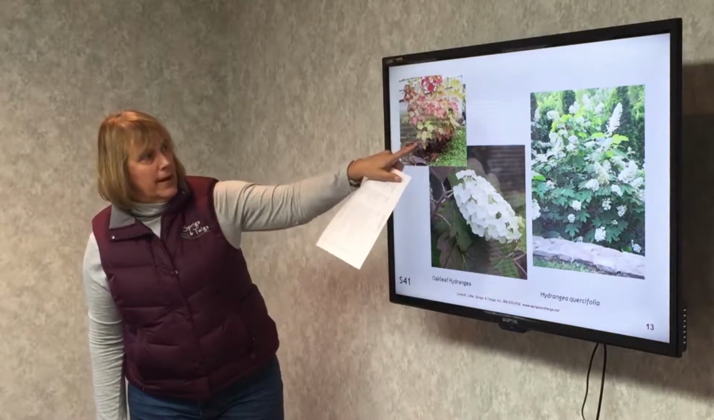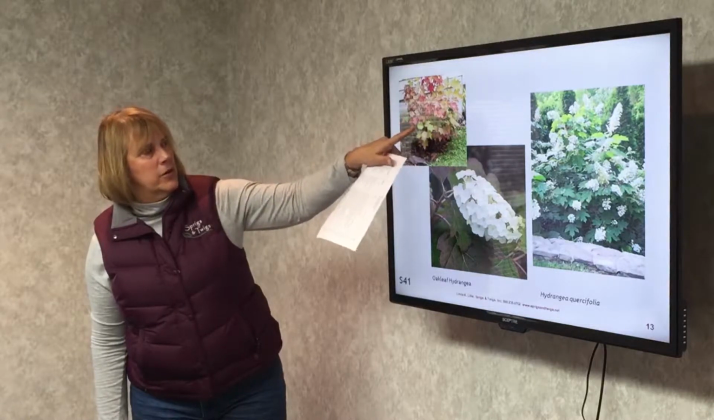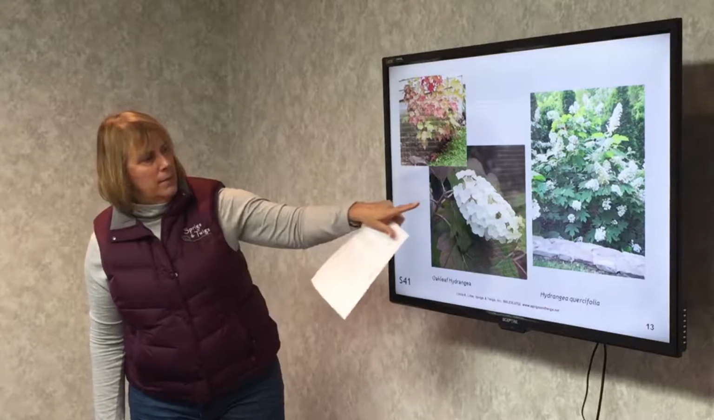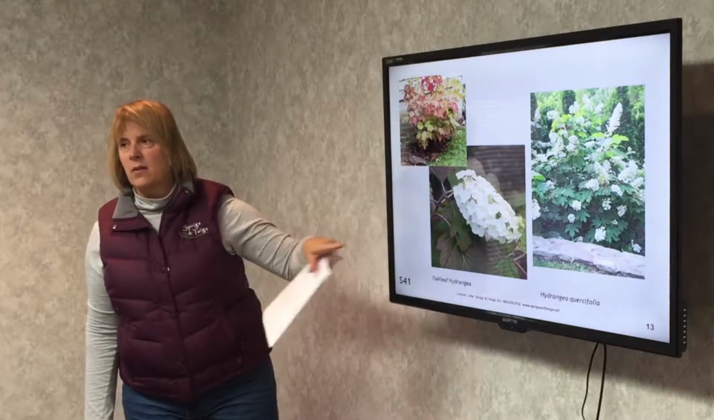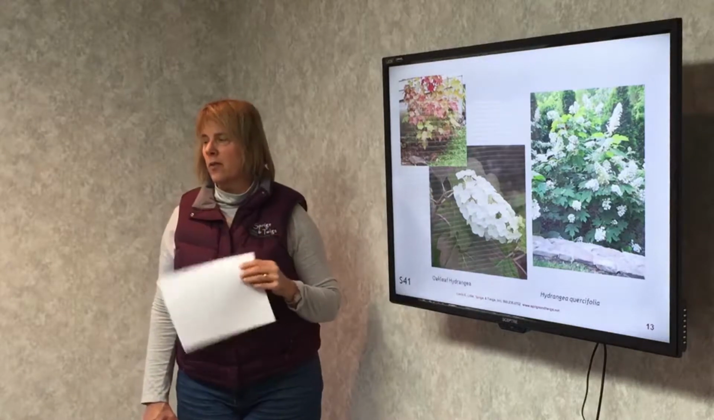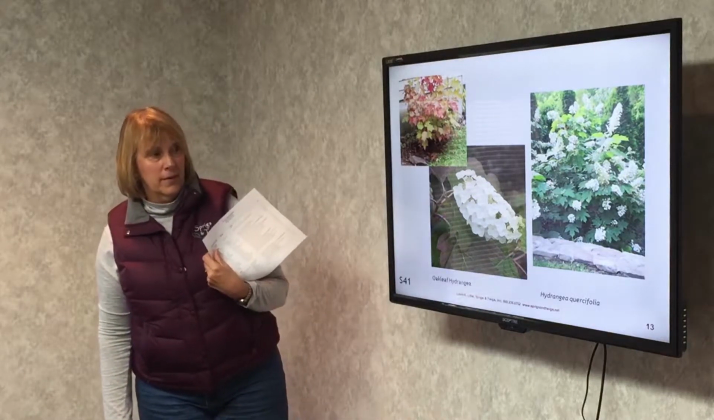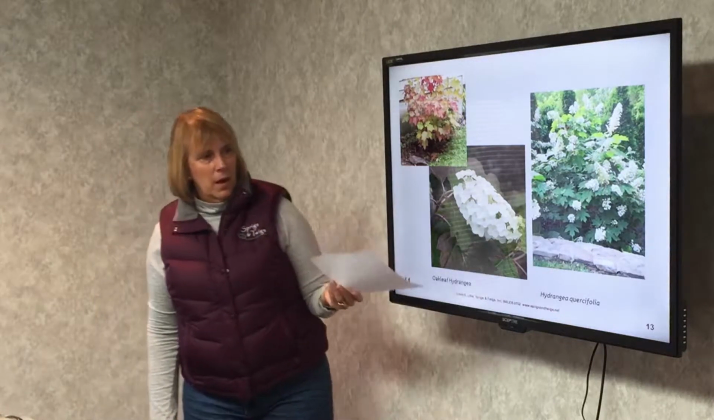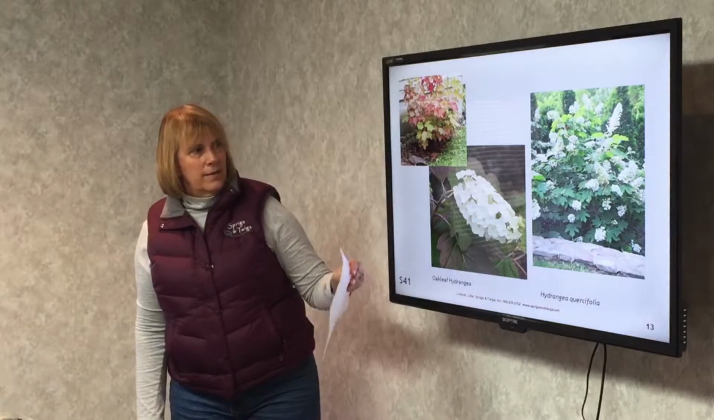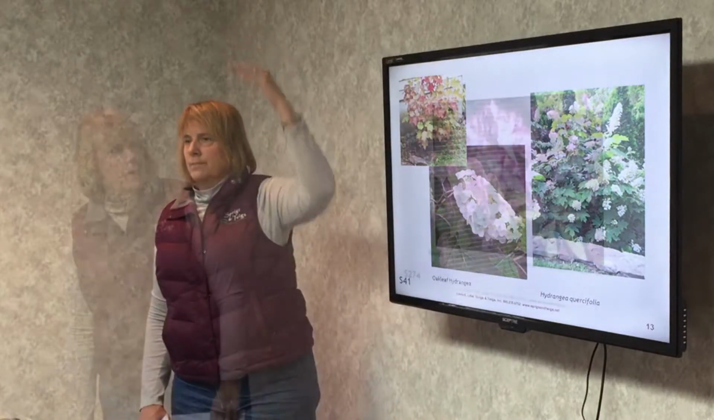The leaves look like an oak leaf, and this is the fall color. This is just starting to turn. This will get a maroonish to red, and then in the wintertime, the bark exfoliates. So this is a 4-season plant that'll give you something to look at for 4 seasons. And this is the straight version, and they've got ones that only grow about 3 feet tall up to 8 feet tall.